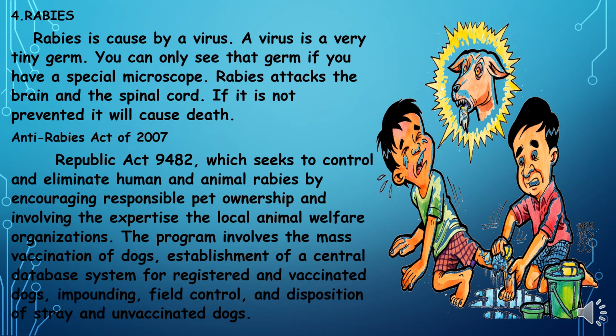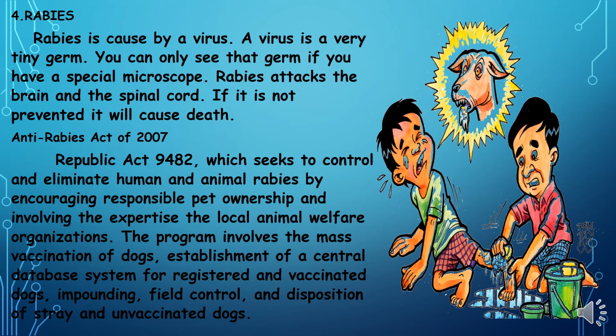The next disease is what we call rabies. Rabies is caused by a virus. A virus is a very tiny germ. You can only see the germs if you have a special microscope. Rabies attacks the brain and the spinal cord. If it is not prevented, it will cause death.